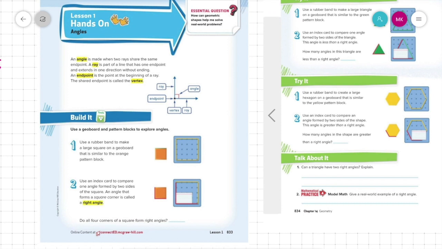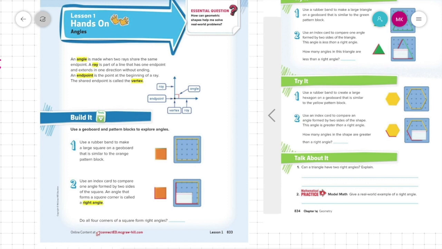So, an angle is made when 2 rays share the same endpoint. So we can see this. We have a ray right here and a ray right here. A ray is part of a line that has one endpoint. So we see it starts here, and it extends in one direction without ending. So that's what the arrow is for on the end. So it starts in an endpoint and extends on forever. And the arrow shows that it extends on forever.